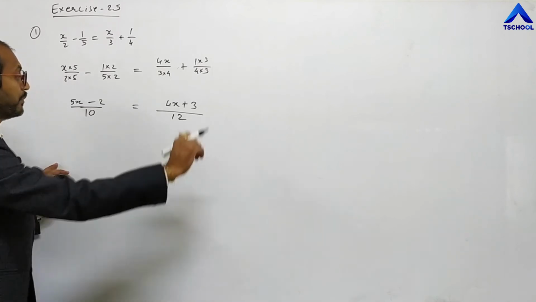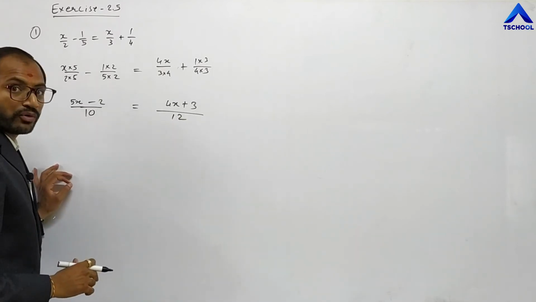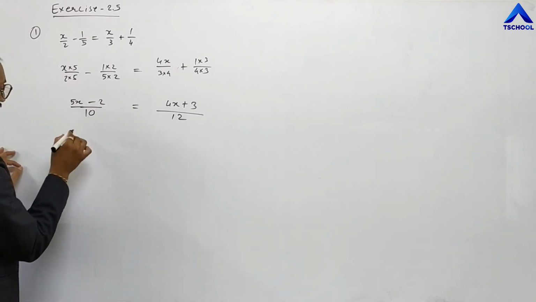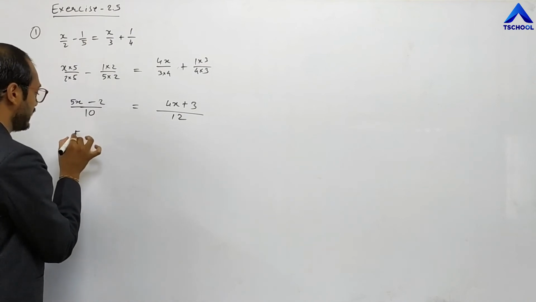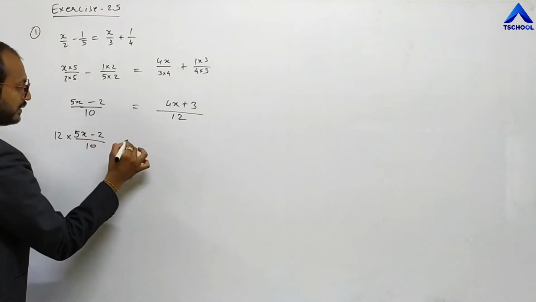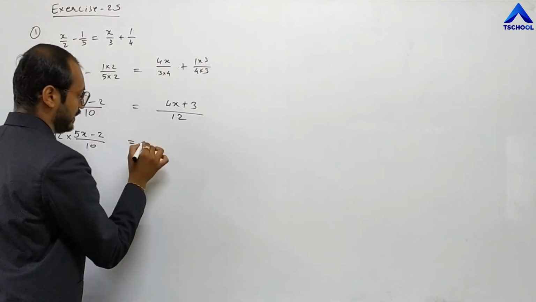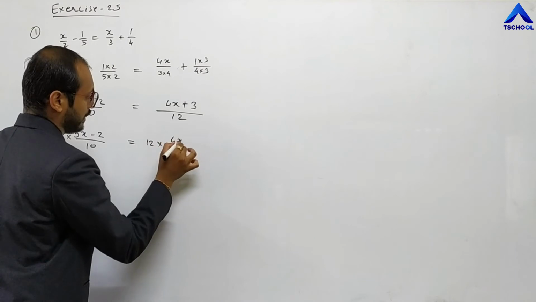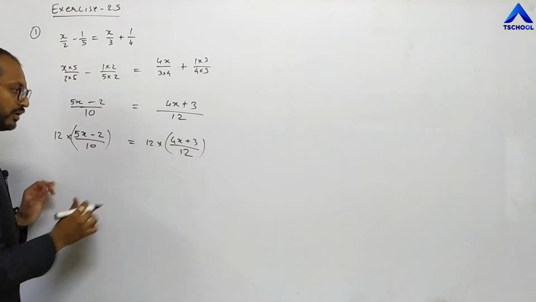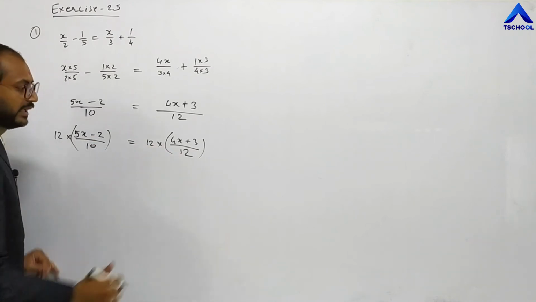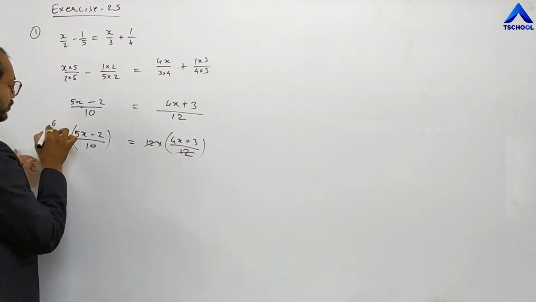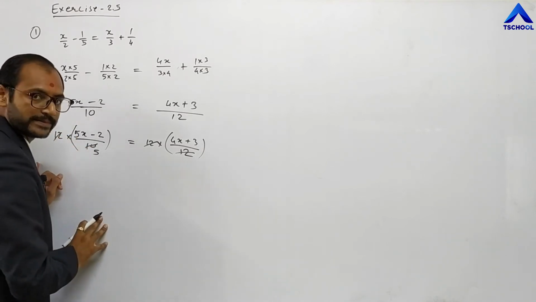If I multiply by 12 on both sides, what will happen first? Let us do this. Multiply by 12 on both sides: here is (5x minus 2) divided by 10, and here is (4x plus 3) divided by 12. Now the denominator is removed here, and we get 6 from 12 and 5 from 10.